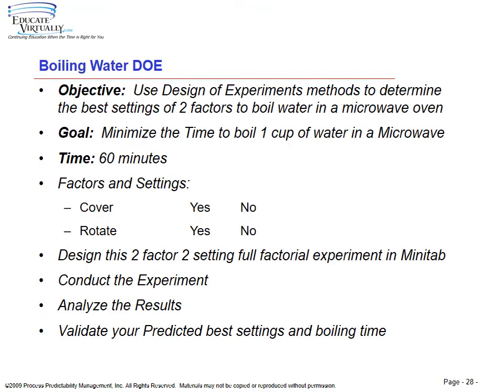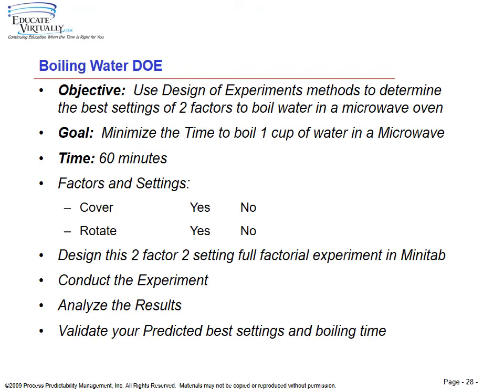The boiling water DOE. You're going to use design of experiments to determine the best settings of 2 factors to boil water in a microwave oven. Your goal: minimize the time to boil 1 cup of water in a microwave. It should take you about an hour, maybe a little bit less.